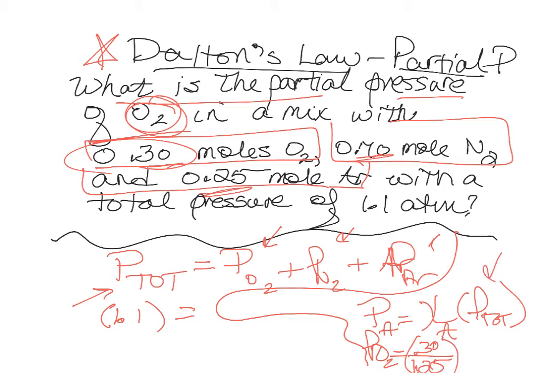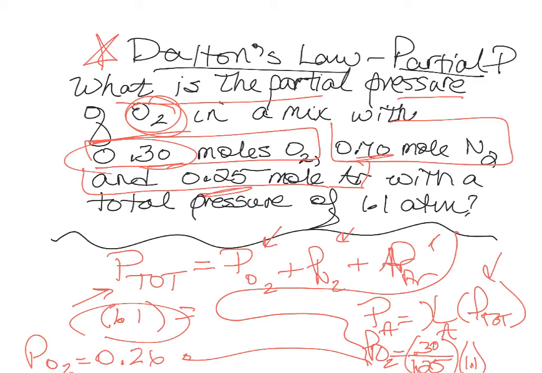Then we multiply that by the total pressure, which is atmospheric pressure. So the partial pressure of oxygen in this mixture, as a lot of you got, is 0.26. And that is in atmospheres. That's the units they're using.